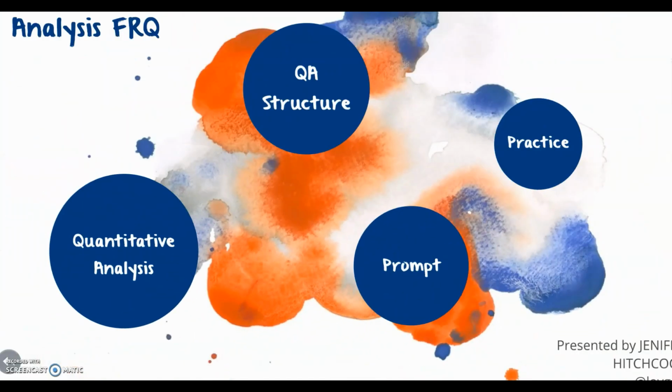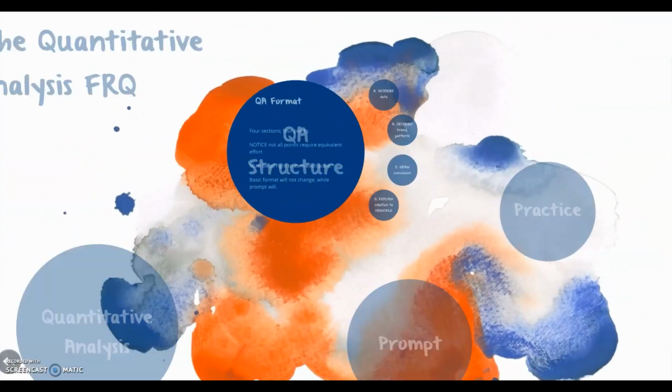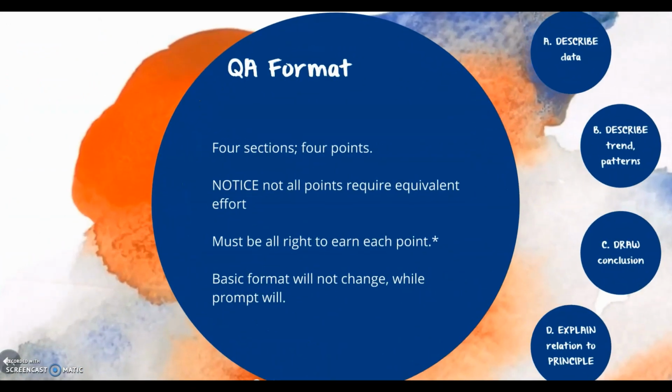So with that in mind, let's turn our attention to what the actual question looks like. Here's our format. There's 4 sections and each section has 4 points. You're going to notice that not all sections have equivalent effort. That is important to remember because sometimes kids, especially in the low effort FRQ sections, kind of punt and say, oh, this is easy, I'm going to get the point. Take it seriously. There's a lot of points to lose, even on those easy ones. The other point I want to make is that everything in each point has to be right for you to get that point. So make sure that you're really thinking clearly. You don't have to write a lot, but you have to write accurately.